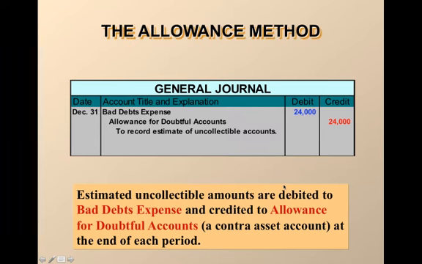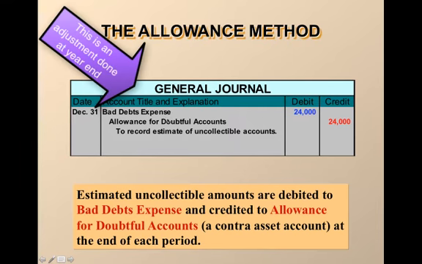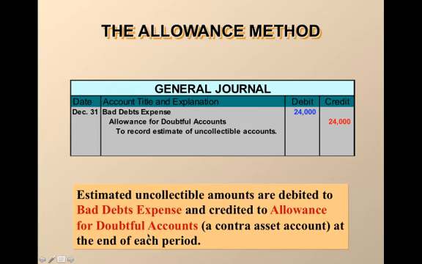So under the allowance method, here's an example again. We're going to estimate uncollectible amounts, and we debit the bad debt expense, which we did in the direct write-off method, by the way. However, the difference is we're doing it in the proper year. So on December 31st of this year, we're estimating how much we're not going to collect for the sales we had in that same year. Okay, and so we're going to put it in allowance for doubtful accounts. Remember, allowance for doubtful accounts is a contra asset account, and we do this at the end of each period.